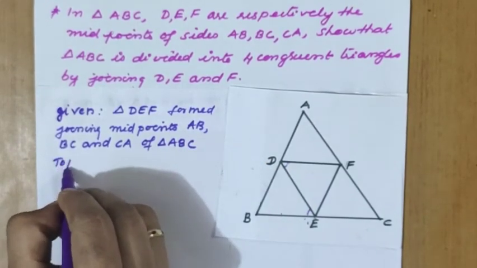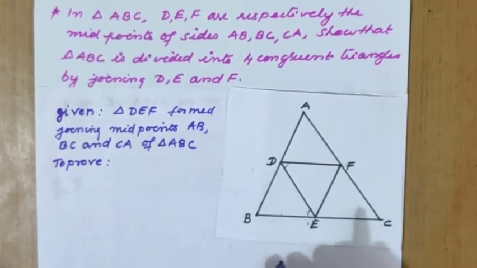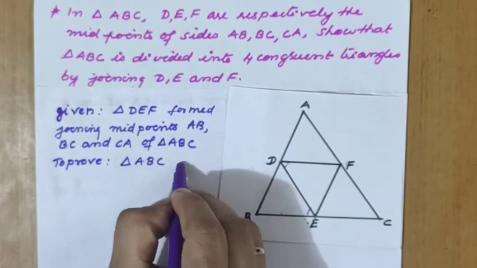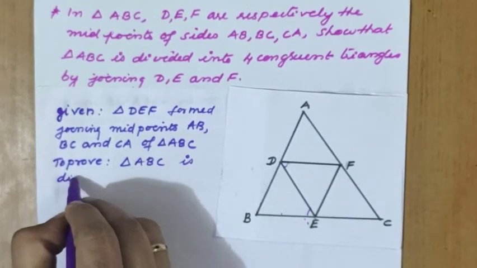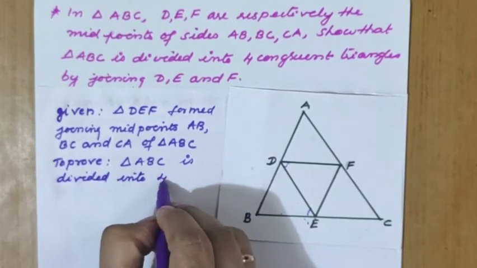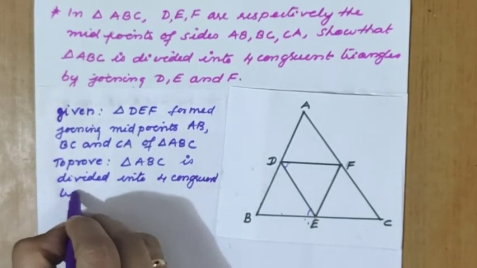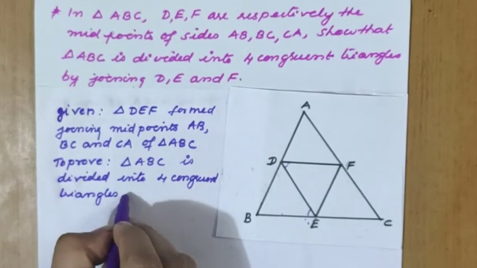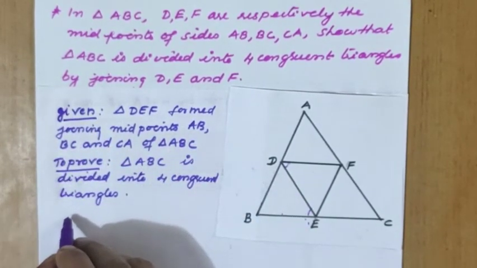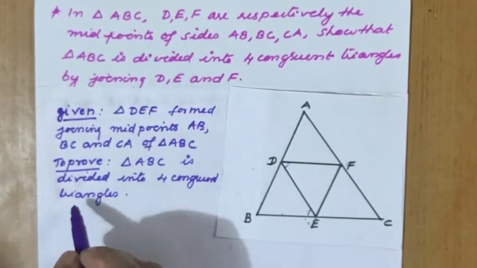To prove: because we don't know the order, we cannot directly write the congruency order, so we will write here triangle ABC is divided into four congruent triangles. So given we have written, to prove we have written. Now what is the next step? Construction. There is no construction, we have already joined it because it's clearly instructed in the question.